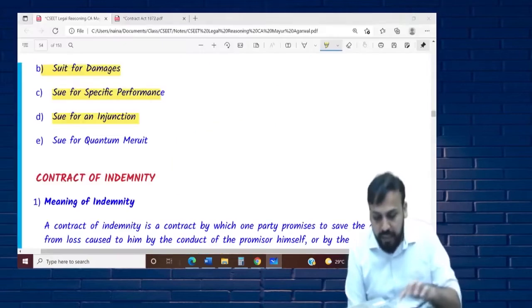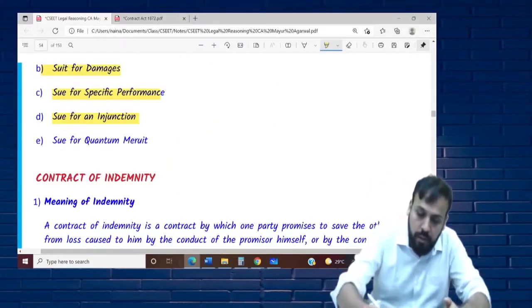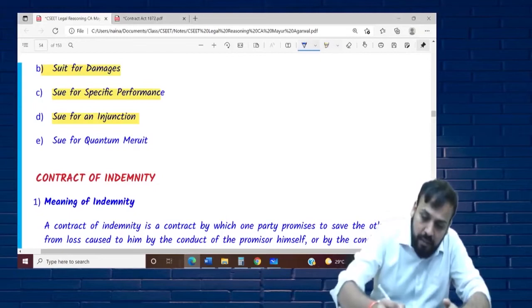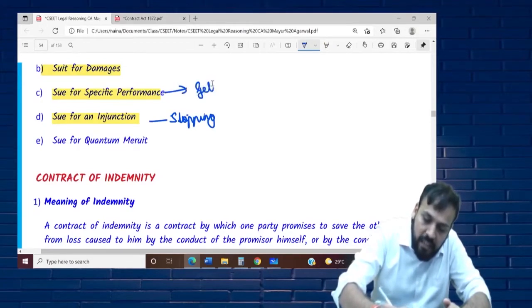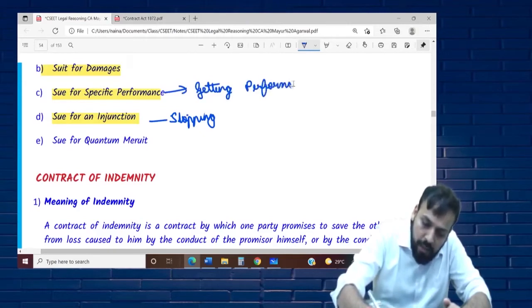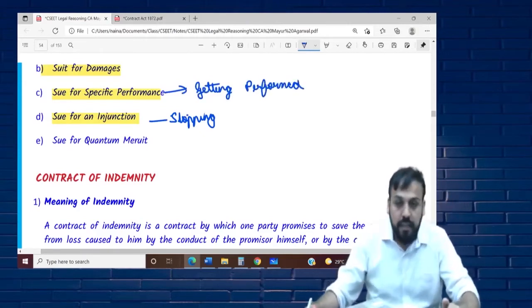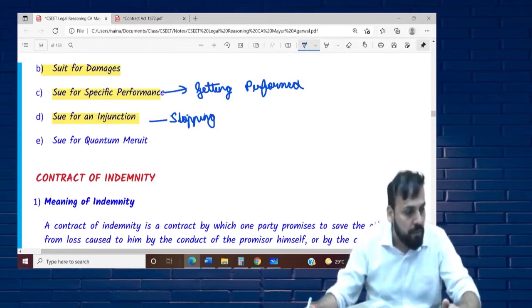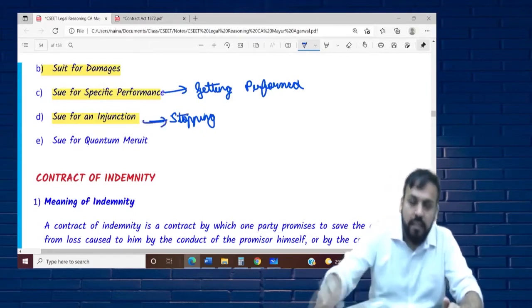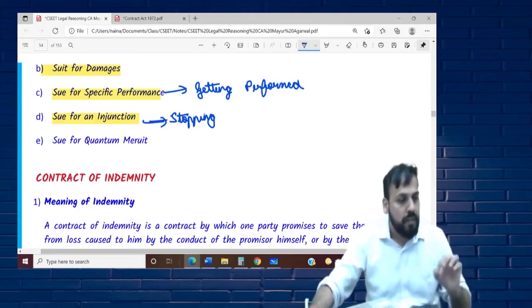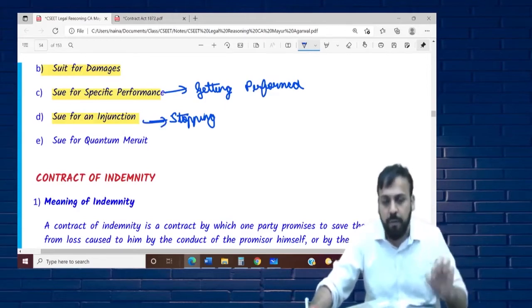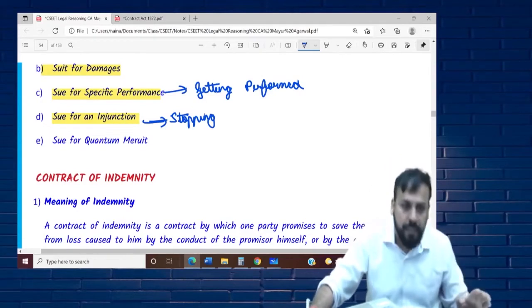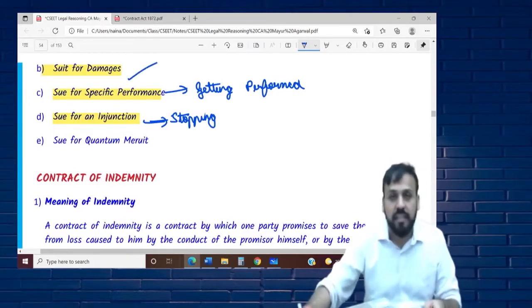Yes. Stopping is called an injunction. Getting the contract performed is called specific performance. Stopping is injunction, getting performed is specific performance, and taking the losses is damages.